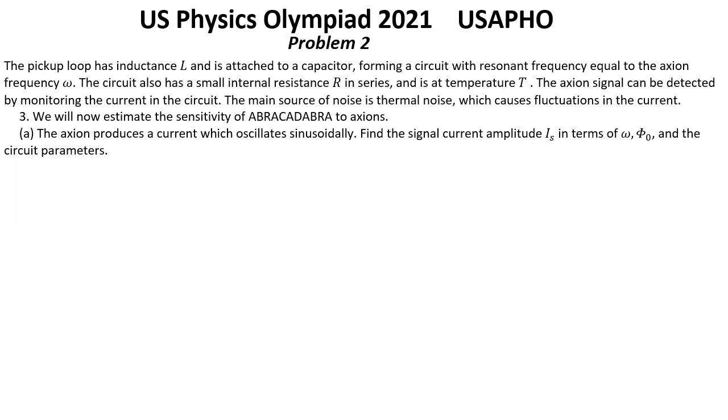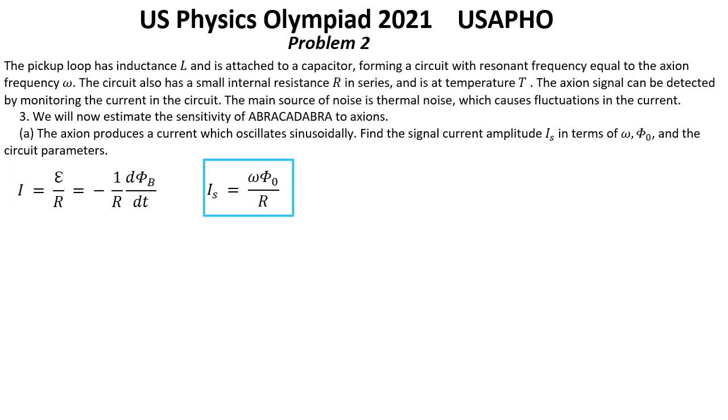Part 3. We will now estimate the sensitivity of abracadabra to axions. Question A. The axion produces a current which oscillates sinusoidally. Find the signal current amplitude Is in terms of omega, f0, and the circuit parameters. Solution. Since the axion is at the resonant frequency, the impedance of the circuit is approximately R. Therefore, the current is EMF over R, which is equal to minus 1 over R multiplied by dΦB/dt. So the amplitude will be omega f0 over R. That was the solution for question A.